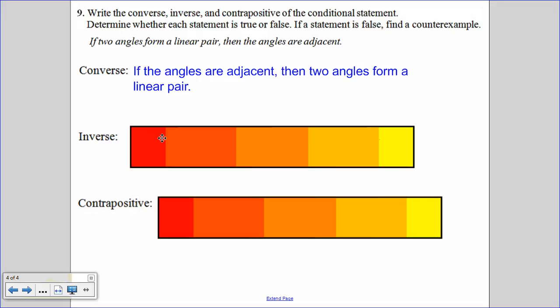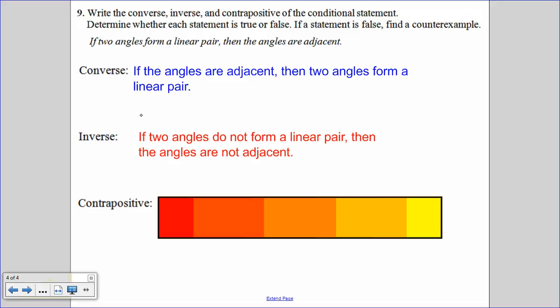And the converse would read, if the angles are adjacent, then two angles form a linear pair. Which is not necessarily true, because not every pair of adjacent angles has to form a linear pair. The inverse. If two angles do not form a linear pair, then the angles are not adjacent. And again, that's not necessarily true. Just because it's not a linear pair doesn't mean it's not going to be adjacent ever.